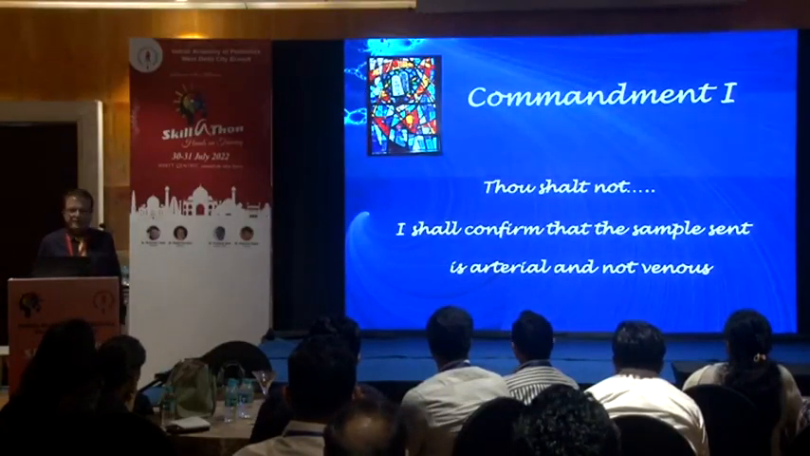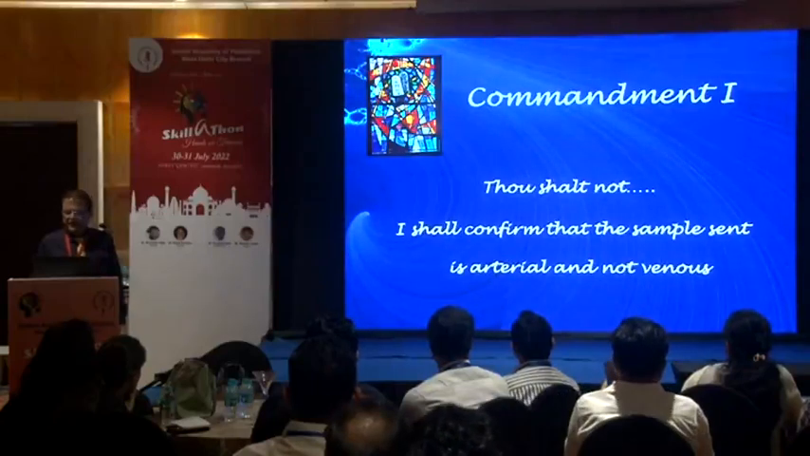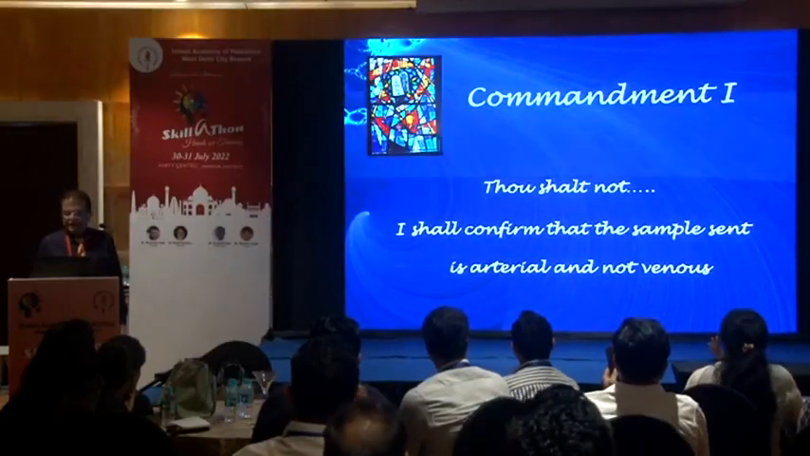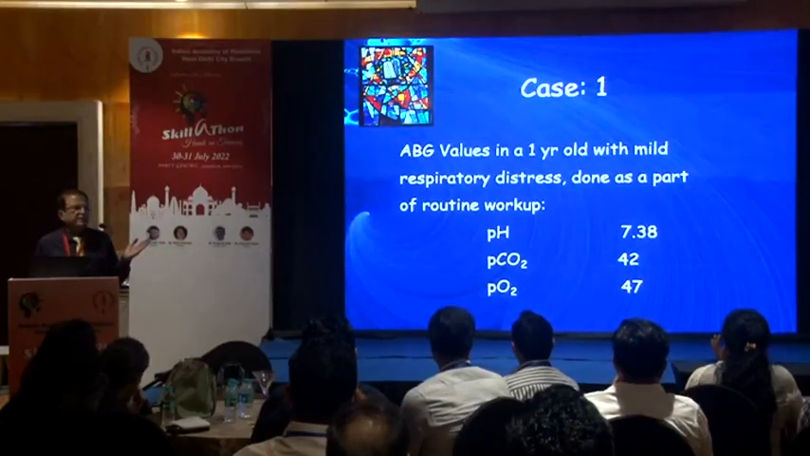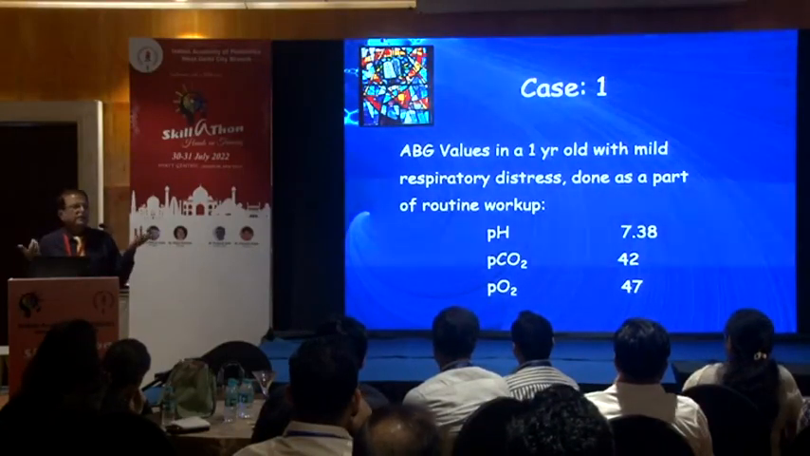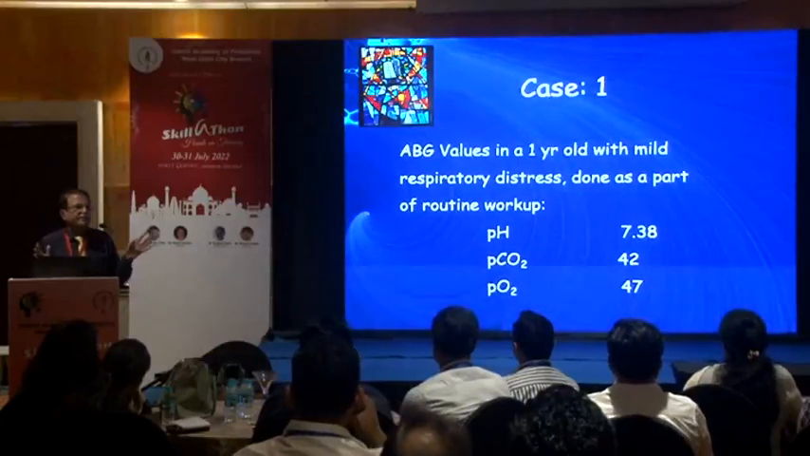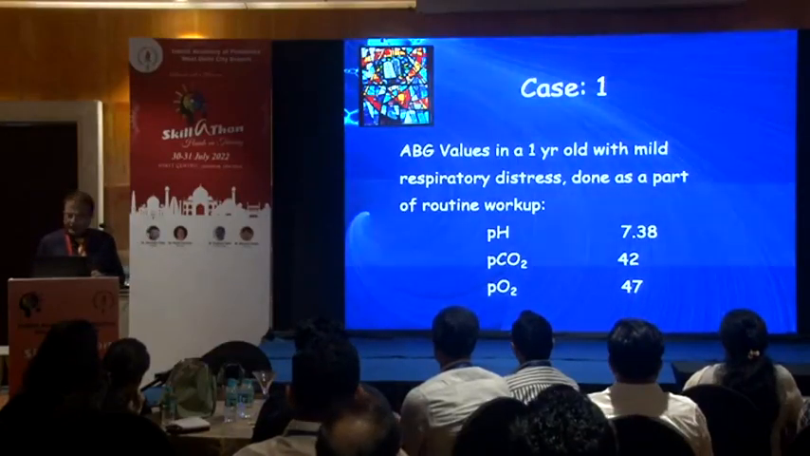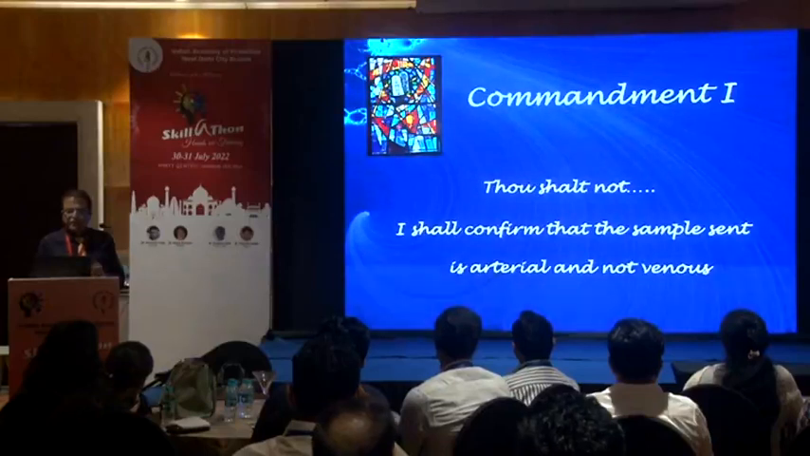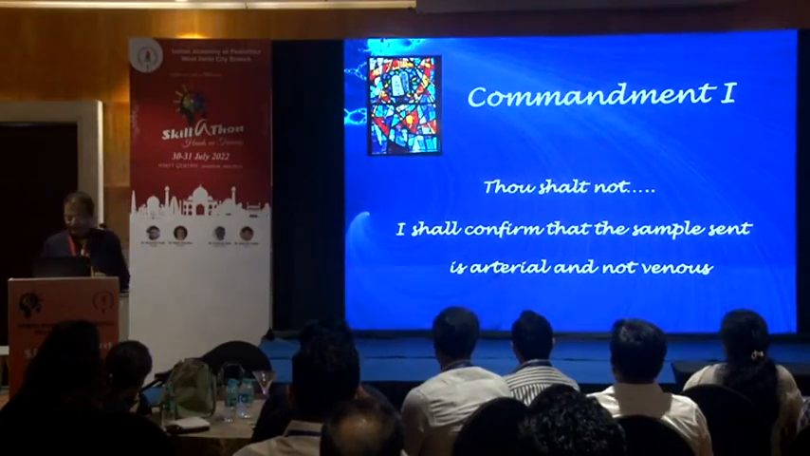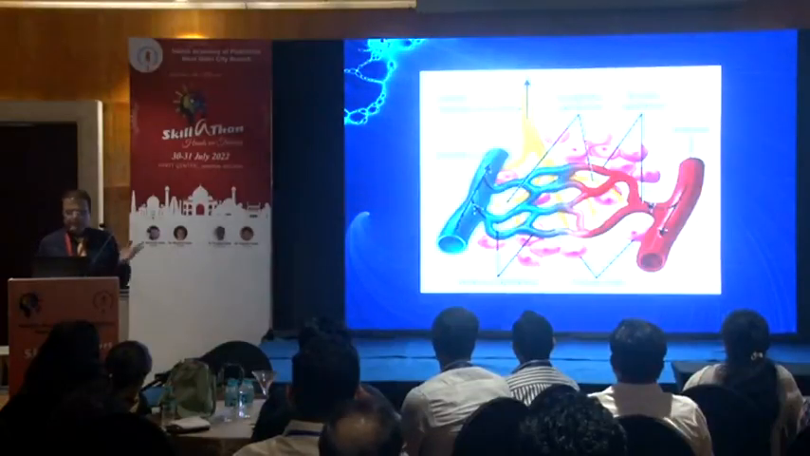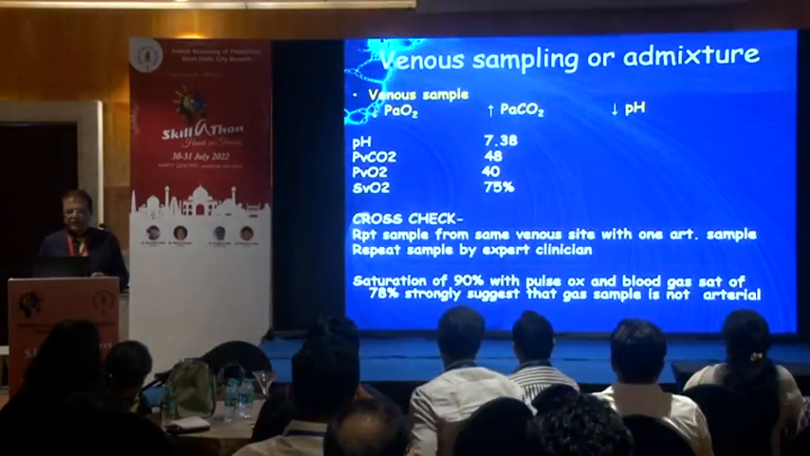What did we learn from there? I shall confirm that the sample sent is arterial and not a venous sample, because PO2 was 47 in a normal-looking child. It cannot be. There must be something wrong. So, God has told us, thou shalt not. Instead, we will say what we have learned is, I shall not.